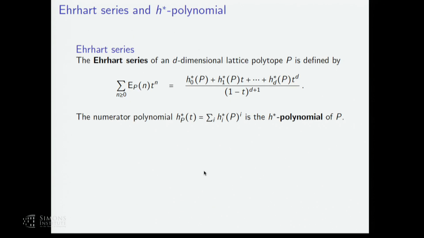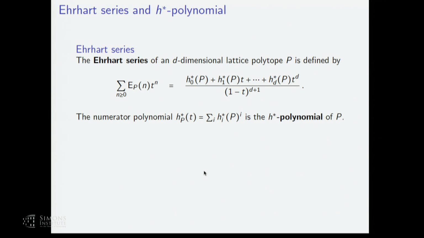An important tool to study these Ehrhart polynomials is the Ehrhart series. What is that? We take the generating series over the number of lattice points. Since E_P(n) is the number of lattice points in the nth dilate and is a polynomial, we can write the series as a rational function. In the numerator, we have a polynomial of degree at most d, if d is the dimension of the polytope. And in the denominator, we have (1 minus t) to the d plus 1. This numerator polynomial is called the h-star polynomial of the polytope P.